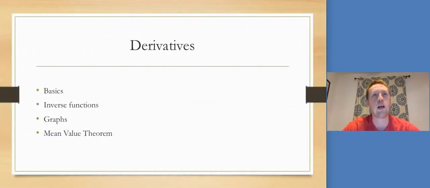Then in derivatives, we've got basic derivatives where we're just using product rule or chain rule or something like that. We've got the derivatives of inverse functions. That's always at least one question on the test. The graph ideas going from f prime to f or f double prime to f, something like that. And then the mean value theorem.